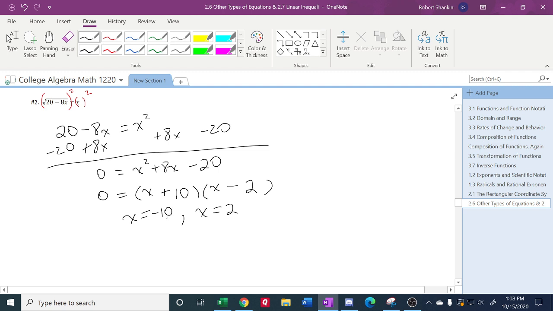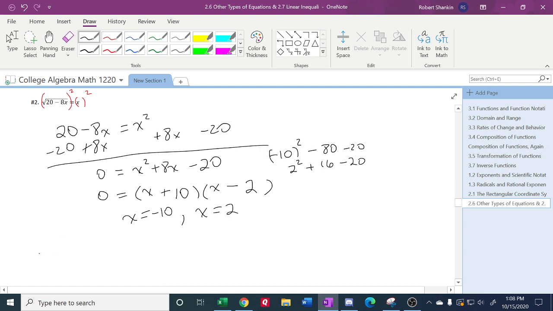Now, negative 10, if you check it right here, watch, it's negative 10 squared minus 80 minus 20. That's 100 minus 80 minus 20. Negative 10 checks here. But that doesn't mean that it checks here. 2 is going to check here as well. 2 squared plus 16 minus 20. That does turn into 0. That checks here, but that doesn't mean that it checks up here. We've got to check them all the way up here.